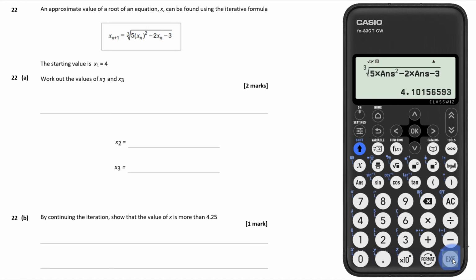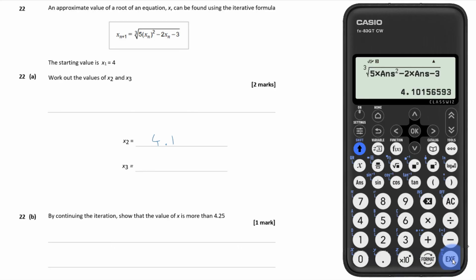Now that comes to 4.1015. I'm going to round it off to 4 significant figures and write down 4.102. Because of the way I set it up, that 4.101 and change is now my answer, so if I just press the equal sign again, it's going to feed that answer back into my iterative function and give me the value of x3. Just pressing equals, that tells me that x3 is 4.1776, which I'm going to round up to 4.178.